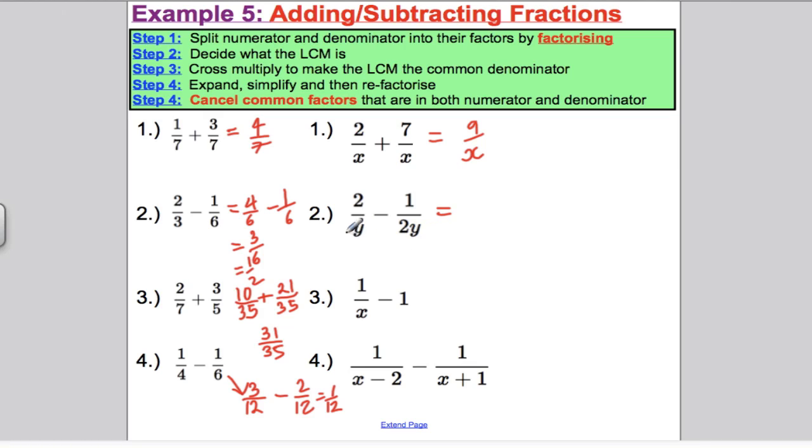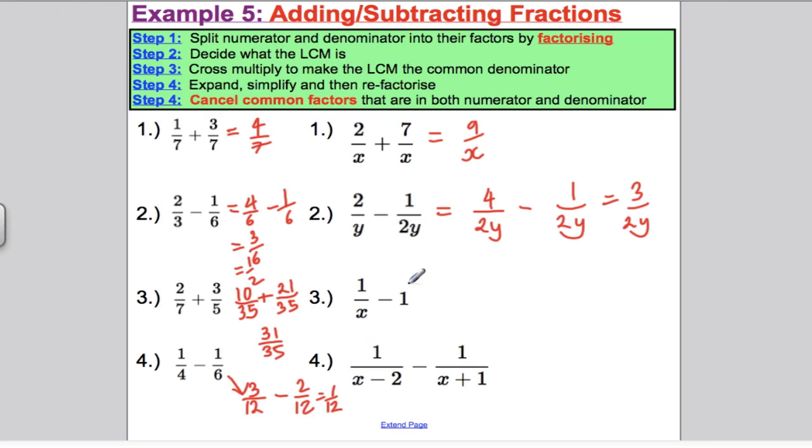So, what is the lowest common multiple of 2y and y? Well, 2y is. So make both fractions have 2y. To make that a 2y, you have to multiply by 2. So you must do the same to the top, so it's the same value or fraction. So it would be 4 over 2y minus 1 over 2y, which is simply 3 over 2y.